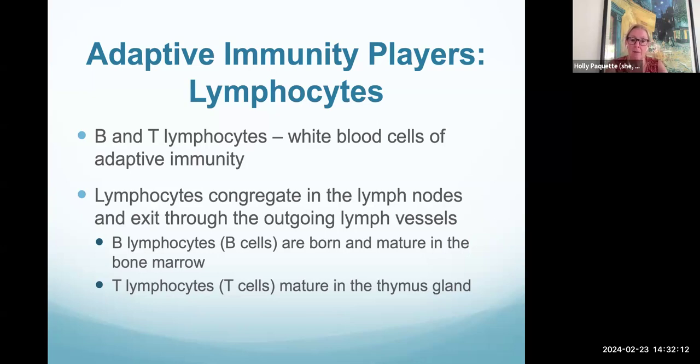Both B and T cells are made in the bone marrow, but they mature in different places and they become different cells. So B cells will actually mature in the bone marrow and then move into those lymph nodes. T cells will also be made in the bone marrow, but they will mature in the thymus gland and then move into the lymph nodes as well.